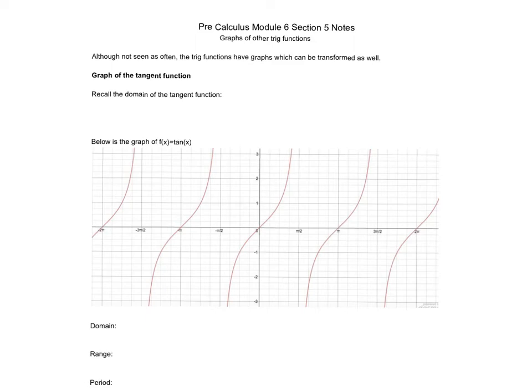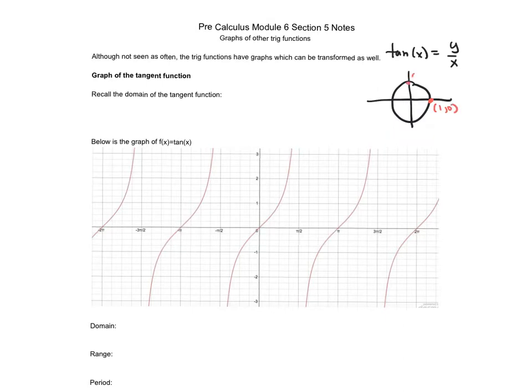Okay, in section 5, we're going to look at the graphs of the other four trig functions: tangent, cotangent, cosecant, and secant. So for tangent, we're going to define it by the unit circle. If you remember on the unit circle, tangent of x was equal to y over x. Now, the interesting thing about these functions, tangent, cotangent, secant, is that they all have points where they're undefined.